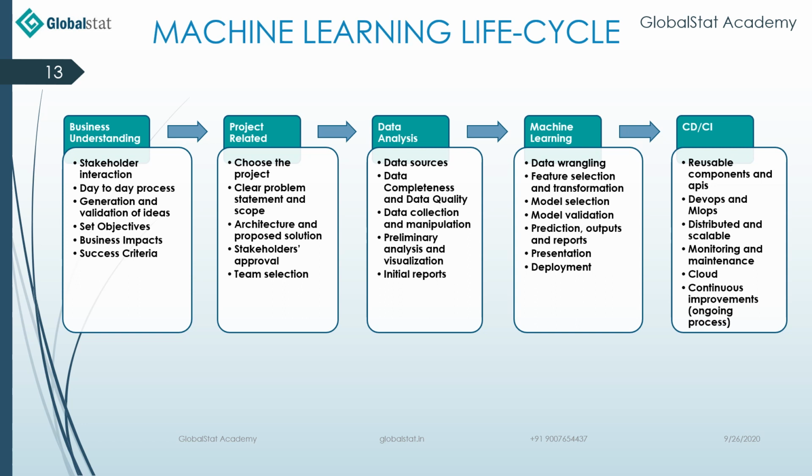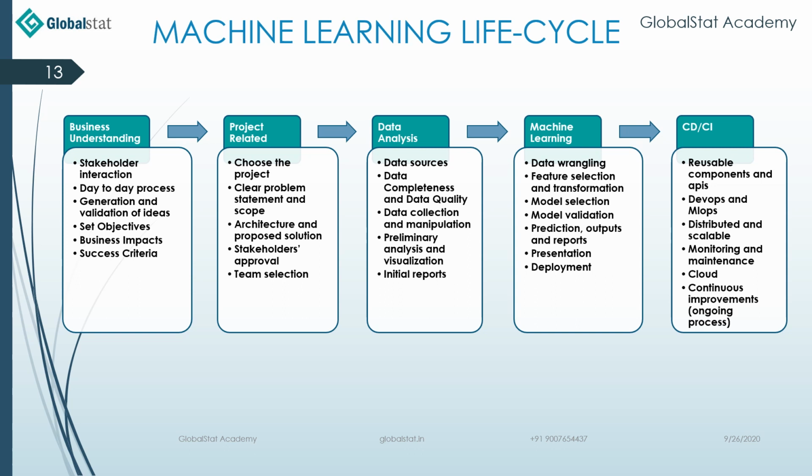Next is the project related documentation. We need to choose the project. We need to be very specific about the problem statement and scope. We need to do the architecture and the proposed solutions with the stakeholders and take their approvals. Lastly, you need to select the team.